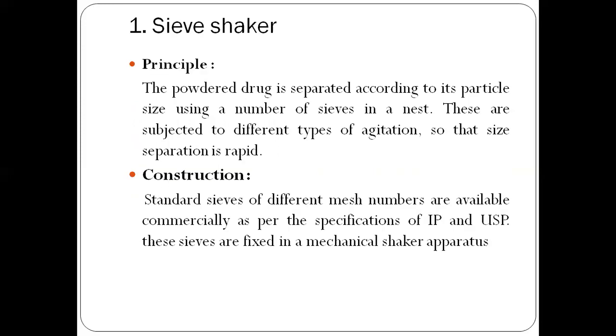The powder drug is separated according to its particle size using a number of sieves in a nest. These are subjected to different types of agitation so that the size separation is rapid. Basic construction: standard sieves of different mesh numbers and apertures are attached to this equipment, which are commercially available as per the specifications of IP and USP. These sieves are fixed in the mechanical shaker apparatus. This video shows the working of a sieve shaker.